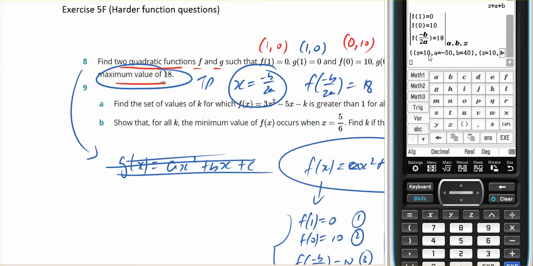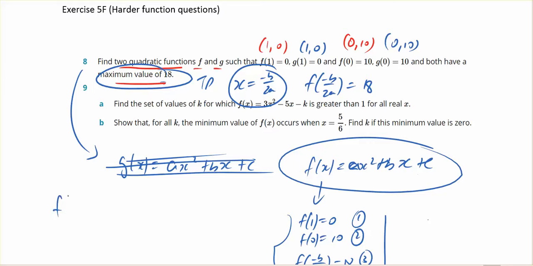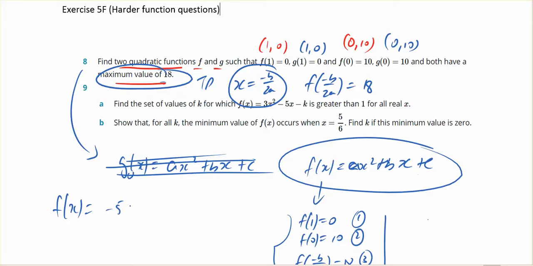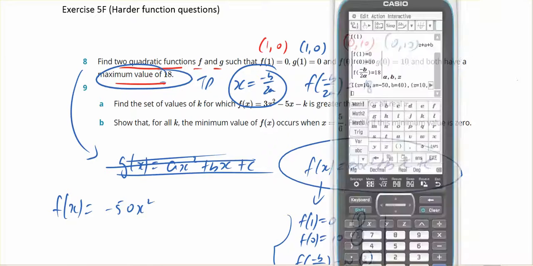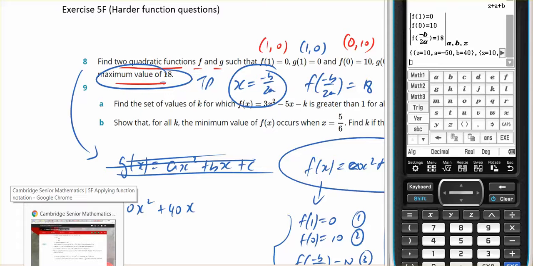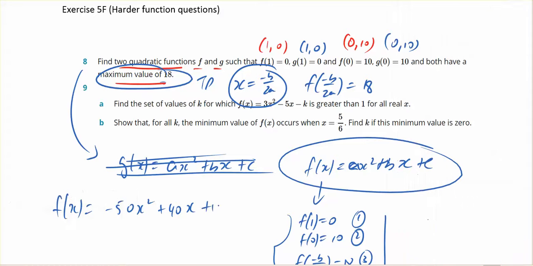Okay, so a equals negative 50, b equals 40. So your first function, I'm going to call it f of x, with a equals negative 50: negative 50x squared plus 40x, and my c value is plus 10. So that's my first equation.